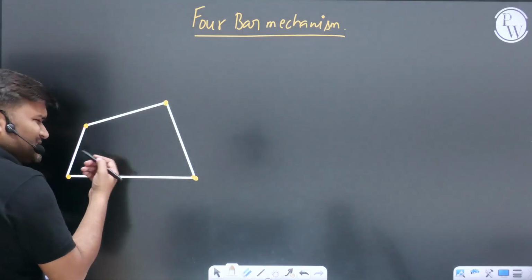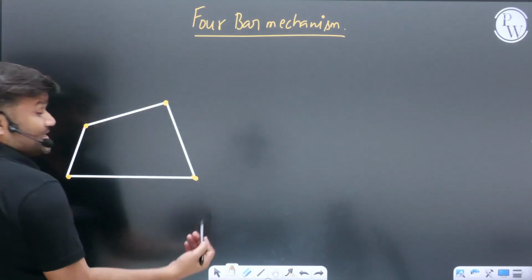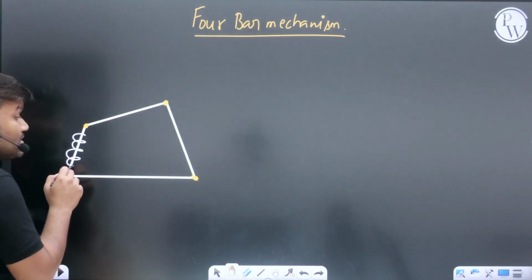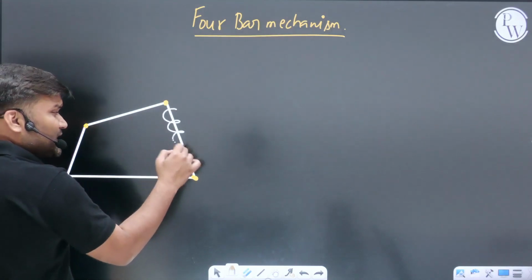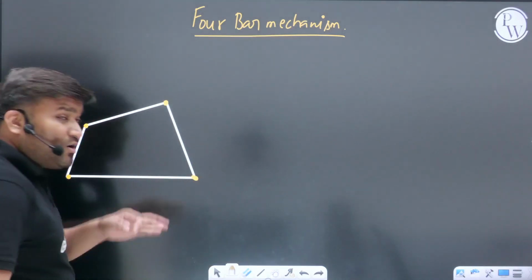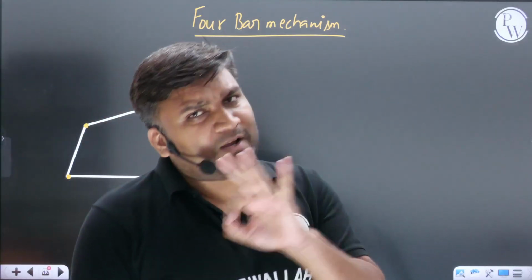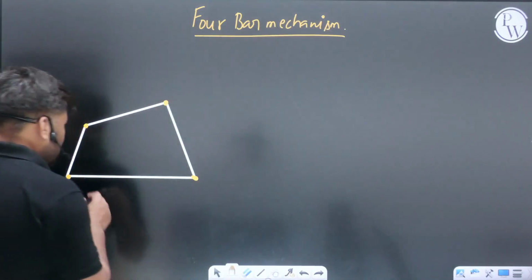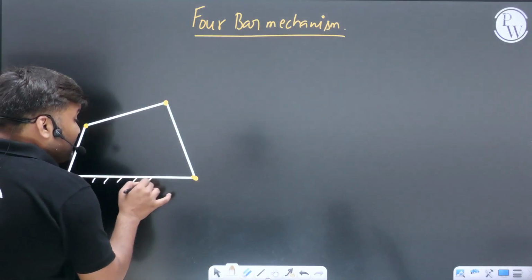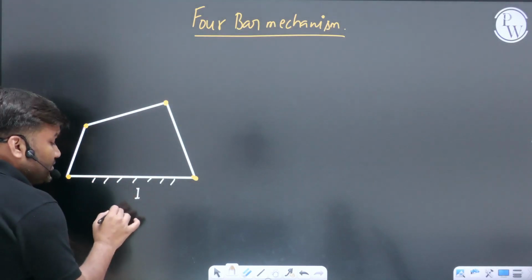Now, in this 4-bar mechanism, you can fix one link. Suppose somebody said, sir, I am going to fix this link. Your wish. Somebody is saying, "No, sir, I will fix this link." Your wish. Somebody is saying, "No, sir, I will fix this link." Your wish, but you can fix any of these links. There are total 4 links. You are free to choose which link you want to fix, and whichever link you have fixed. Suppose somebody has fixed this link. If you have fixed this particular link, I will say that this is my link number 1, which is fixed link.